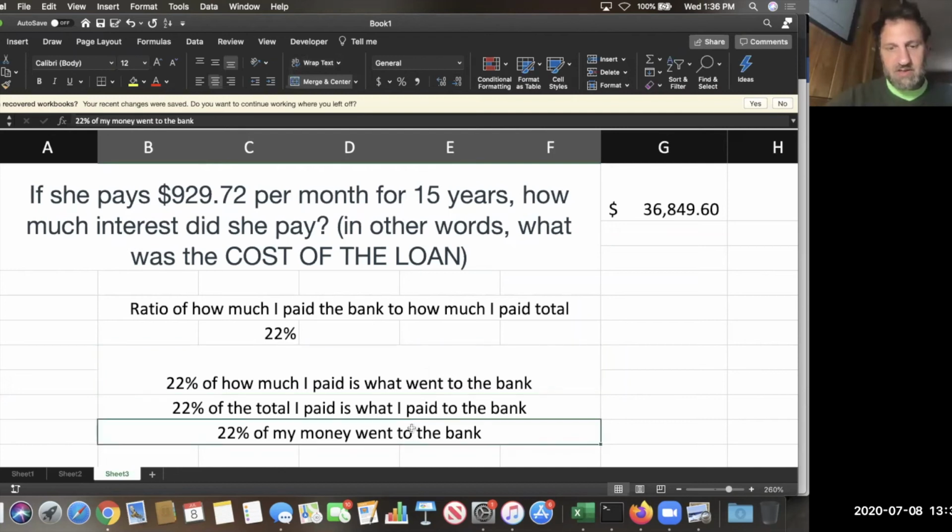Right? I think this is interesting. It doesn't always end up as 22%. It depends on the APR and the number of years and other things. But it's 22% of what you spent. And of course, if I compared that to the original loan amount, it would be an even higher percentage. So that would be a different way of talking about the loan.